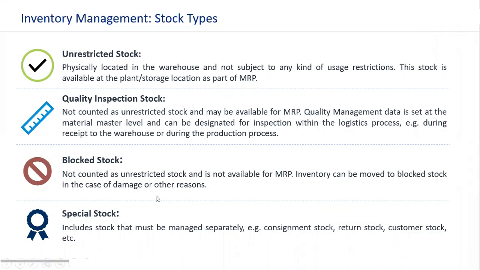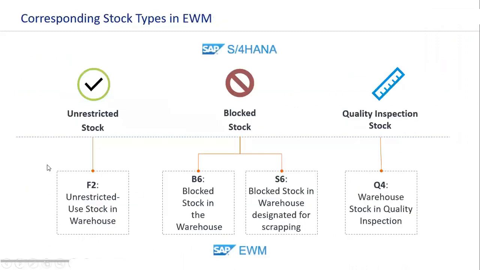And then the last one is special stock, which includes stock that must be managed separately if it was consignment, return, or customer stock, etc. That one's not too relevant to us. And again, just the different corresponding codes.